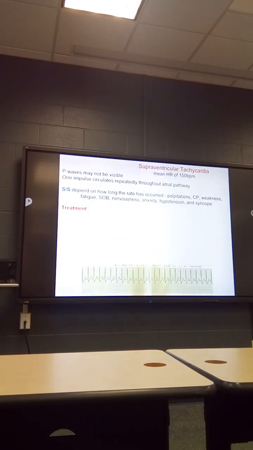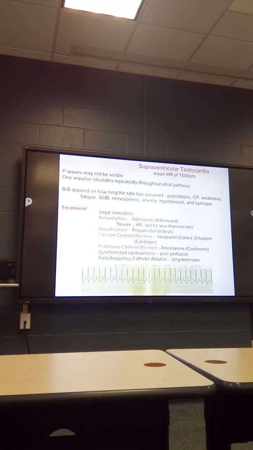The other one is SVT. This is very typical of what SVT looks like. There's only one little hump between the QRSs. It's that erratic stimulus in the heart. One impulse is repeatedly firing, and the heart rate is above 150. They can't sustain this, so we need to stop it soon.